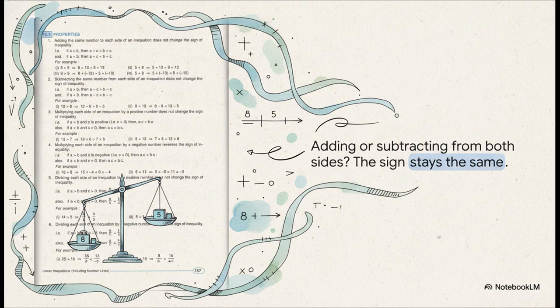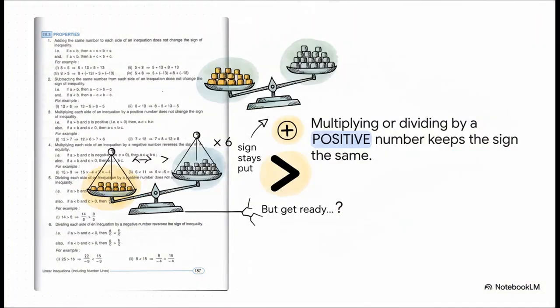So first up, adding and subtracting. No drama here. Just like with an equation, you can add or subtract the same number from both sides and the relationship stays true. Think about it. 8 is greater than 5. If you add, say, 13 to both sides, that's not going to change anything, right? The sign stays the same. And it's the same story when you're multiplying or dividing by a positive number. If 12 is greater than 7 and you multiply both sides by 6, the left side is still going to be bigger. The sign stays put. Easy enough, right? So far, so good.